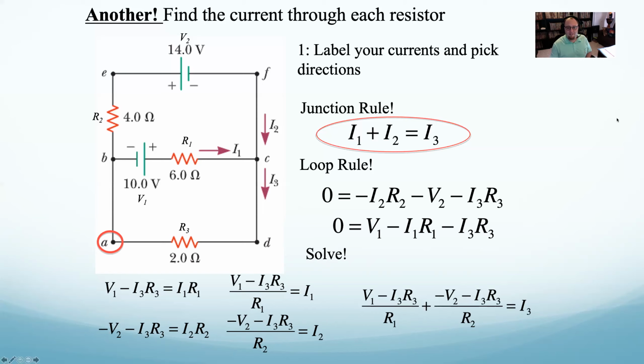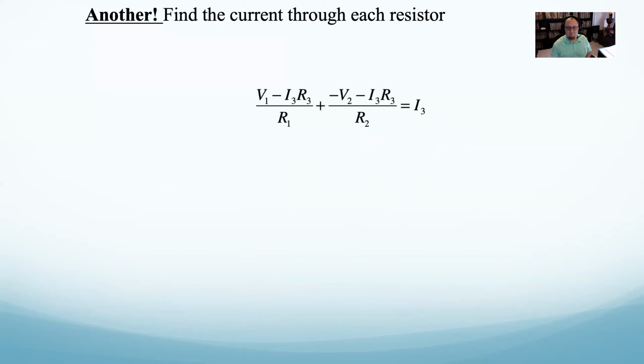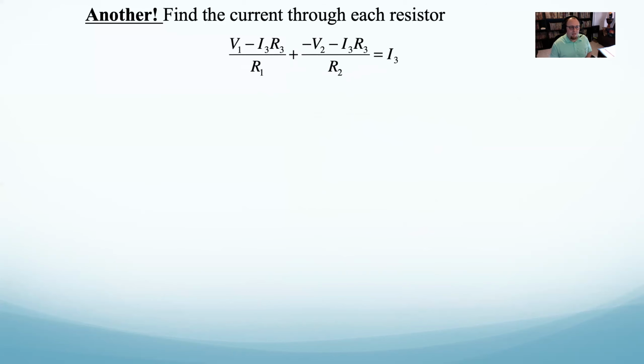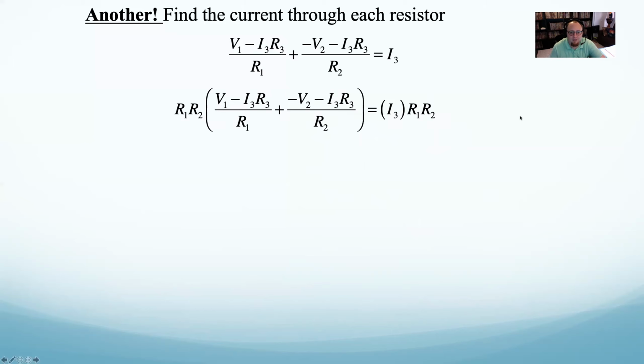So, making some space. I'll say, okay, you know what? I'm going to have to multiply by a common denominator. I'm going to multiply both sides by R1 R2, because if I multiply both sides by R1 R2, I can get rid of these fractions. When I do that, my first term in the parentheses, the R1s cancel. The second term in the parentheses, my R2s cancel. And I get this mess.